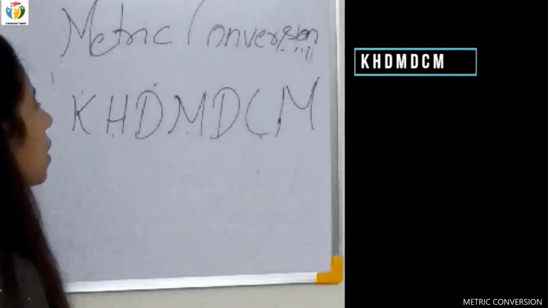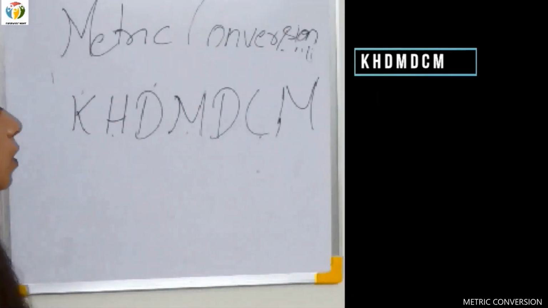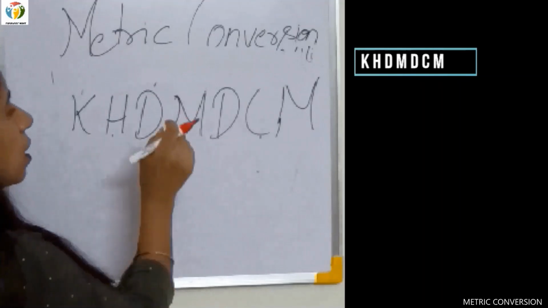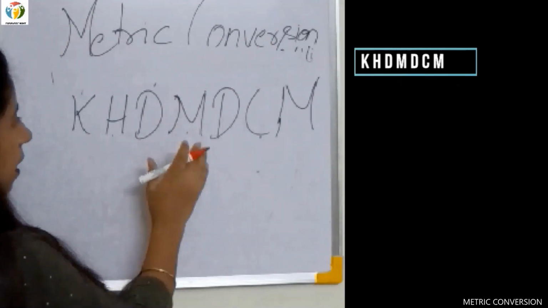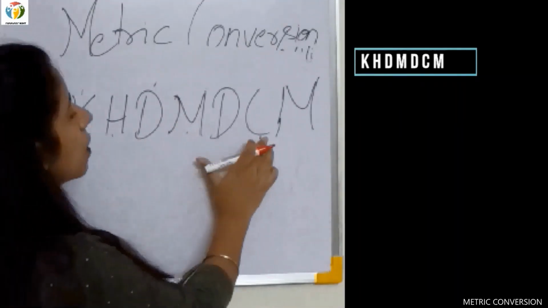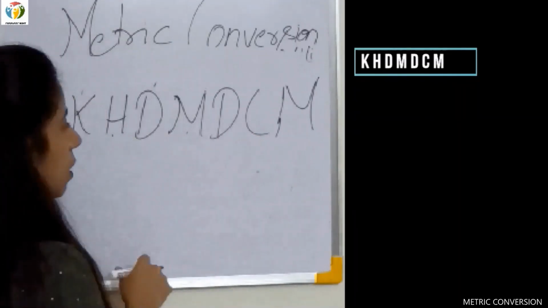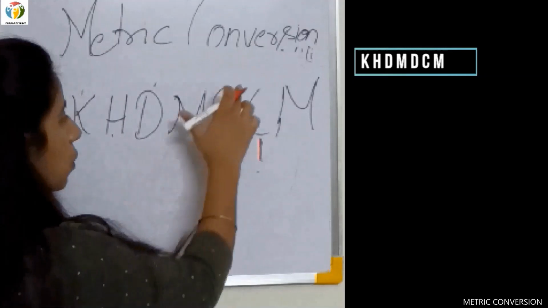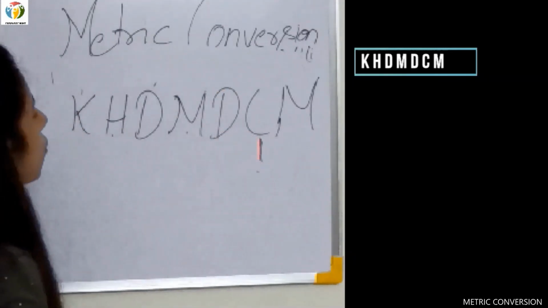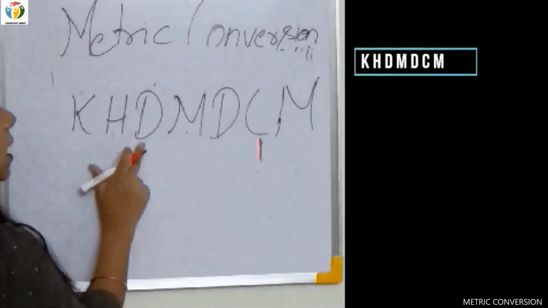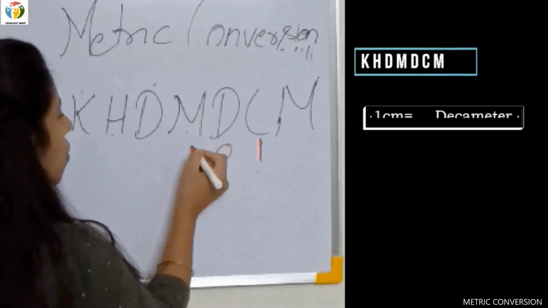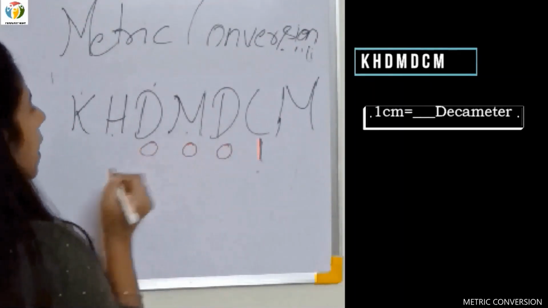Now we are going to start with the conversion. There is a simple basic rule: whatever you need to convert, you have to put 1 just below that unit. For example, if someone asks me to convert centimeter to some other unit, first of all I am going to put 1 below the centimeter unit, and let's suppose someone asks me to convert to decameter. Then I am going to place 0 below all the units till decameter.